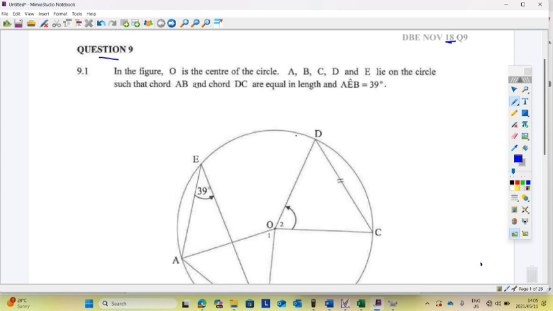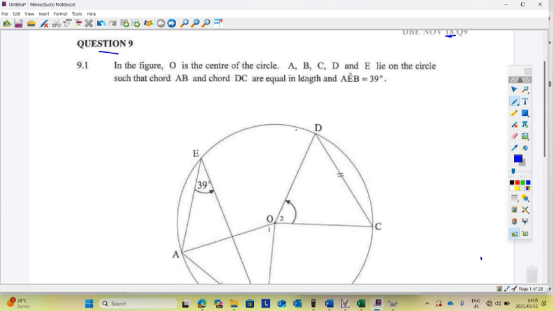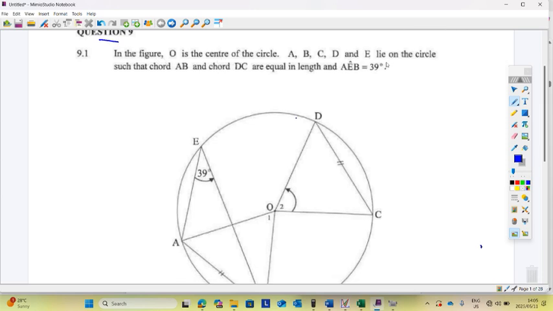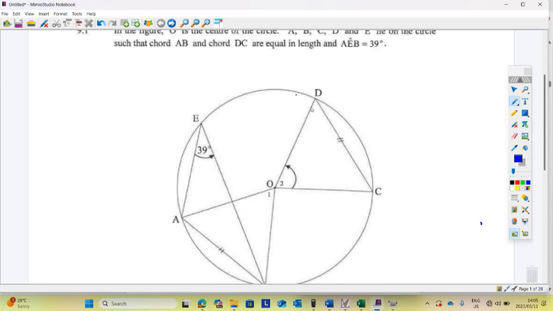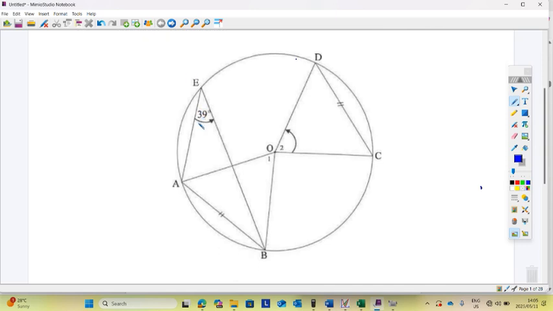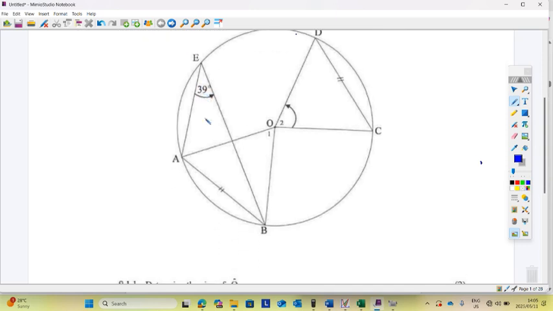In the figure, O is the center of the circle. A, B, C, D, and E lie on the circle such that chord AB and chord DC are equal. This is chord AB and this is chord DC. They are equal in length, and AEB is 39 degrees.